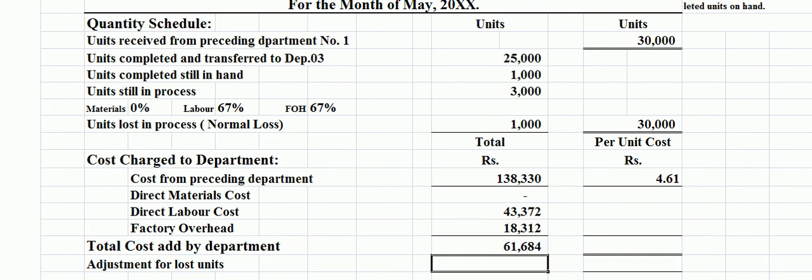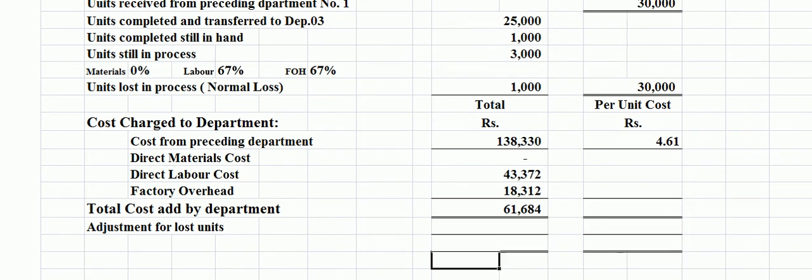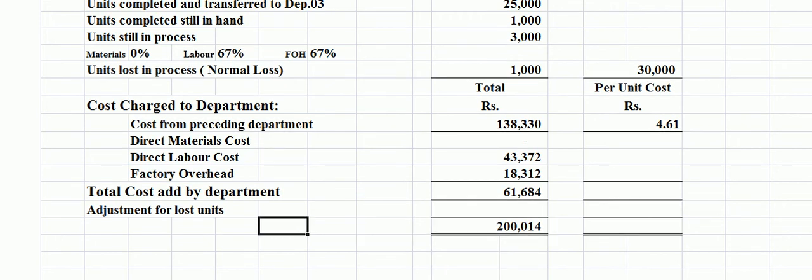This is the amount of almost 61,684 rupees. Now we add the preceding costs also to this cost. So this is the total manufacturing cost in departments 1 and 2. The amount is 2,14,000. Students, now our next step is to find out the per unit cost in the current department, department 2, and also find the adjustment for lost units here. Total cost to be accounted for.